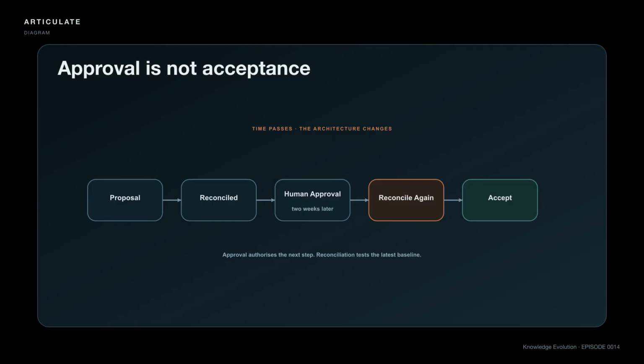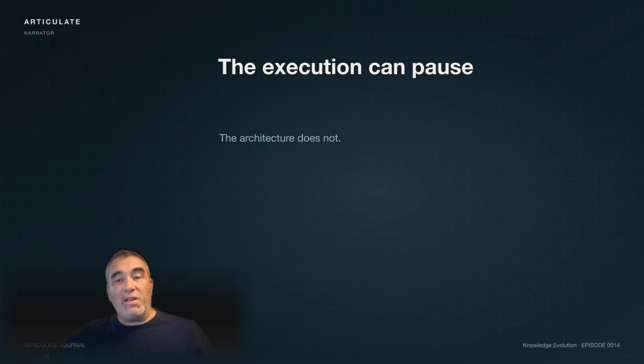So approval alone isn't necessarily enough to make something accepted as architectural knowledge. Before the proposal is merged, it may need to be reconciled against the latest baseline. I think this is particularly interesting after the previous episodes on durable execution. The execution can pause, a human can take days to respond, but the architecture doesn't pause while we're waiting. When execution resumes, the world may have changed.